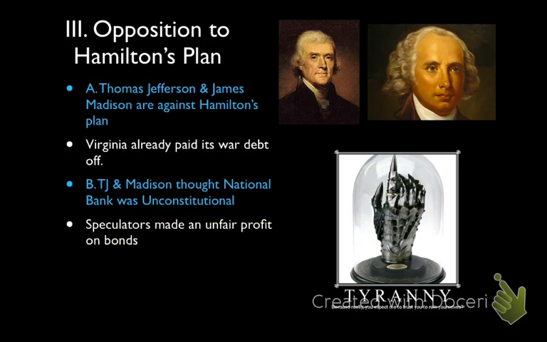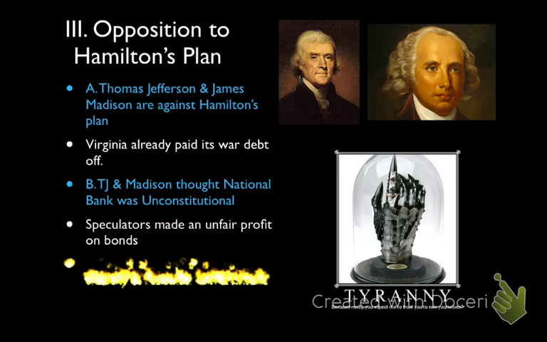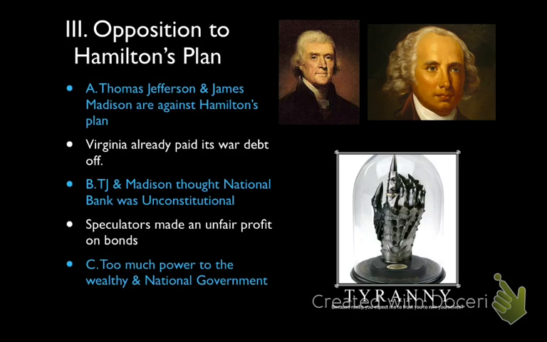Another reason is that speculators are going to make a huge profit. Speculators have gone up to people who have bonds, and because the American government at the time was not paying back the bonds, they would buy them for half the price, or maybe even a quarter of the price. And now the national government has said, hey, we're going to pay back those bonds. They're making huge profits. They're making unfair profits. And last, they believe that since all the money is going to go to one centralized area, the executive branch, it'll be too much power for the national government and too much power for the wealthy.